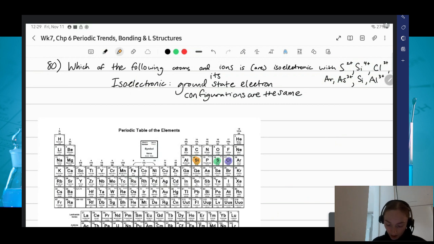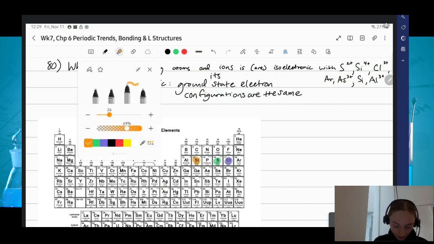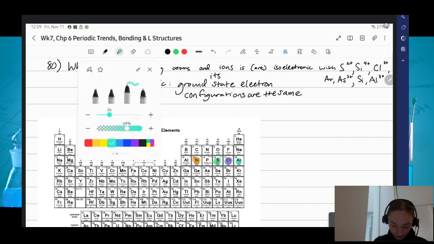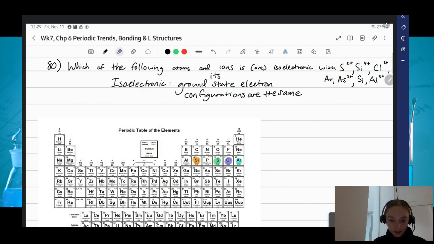Okay. We have sulfur, silicon, chlorine, argon. Let's find another color. Argon is right over here. And then As3+, and so that will be right over here. Here's As. And then silicon, we already have that. And then aluminum 3+, and aluminum is right over here. Let's do a different color.